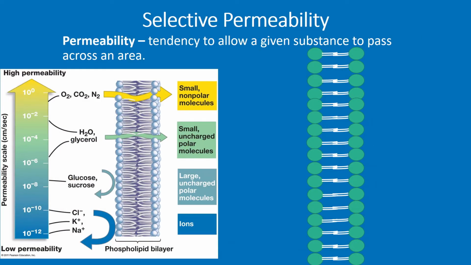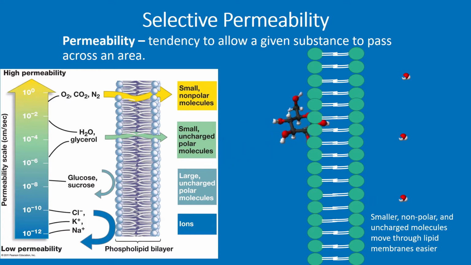The permeability of a structure is its tendency to allow a given substance to pass across it. Phospholipid bilayers have selective permeability. Small, uncharged, or nonpolar molecules move across phospholipid bilayers quickly. Charged, larger, or polar substances cross slowly, if at all. In fact, small ions, like sodium ions, can't pass through unless through a special channel protein. That's because the positive charge can't react to the uncharged phospholipid tails, causing them to repel.